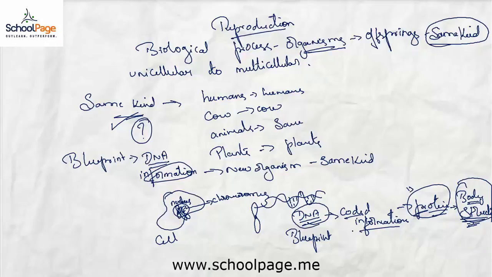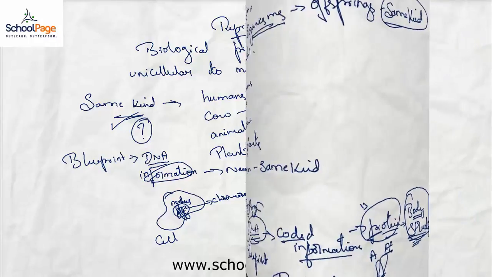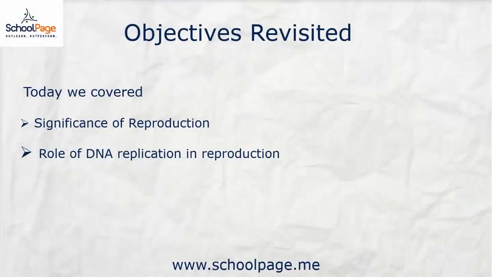So the first step in reproduction will always be replication of DNA. So a new molecule of DNA will be formed, an exact copy of the old one. If this is the chromosome which contains DNA A, through replication, another DNA will be formed. In this video, we covered the significance of reproduction and the role of DNA replication in the same.